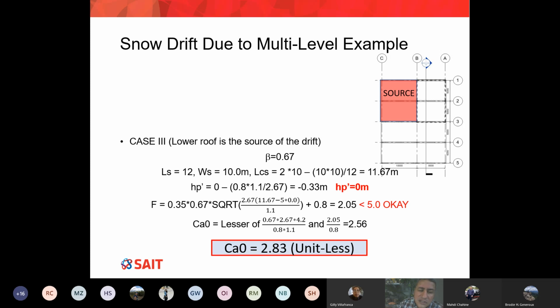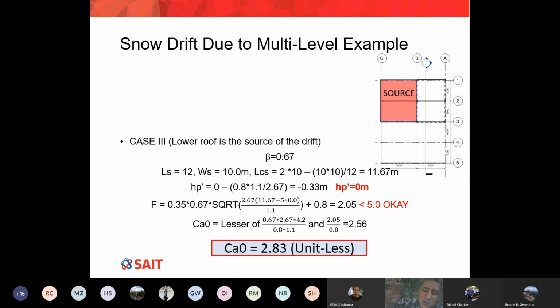Great. Then next you figure out the H prime P. Remember, on the lower roof, the parapet height is equal to 0. So what does it mean? It means your H prime P is a negative value, which is still the same as case number 2. The H prime P is equal to 0. Then you continue and you find a new value for the F, and based on the F, you find a new value for the CA of 0.